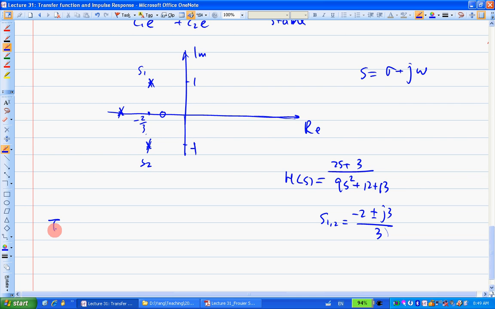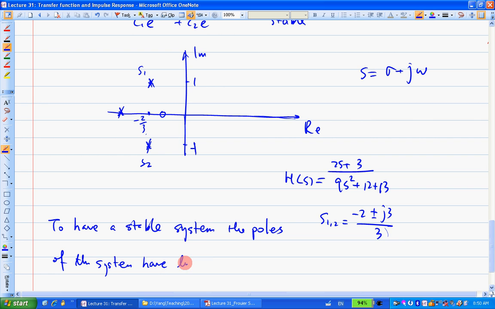To have a stable system, the poles of the system have to be on the left side of the S plane.